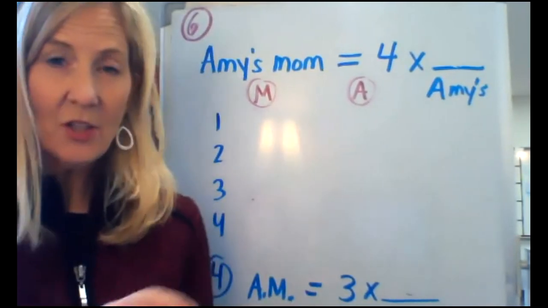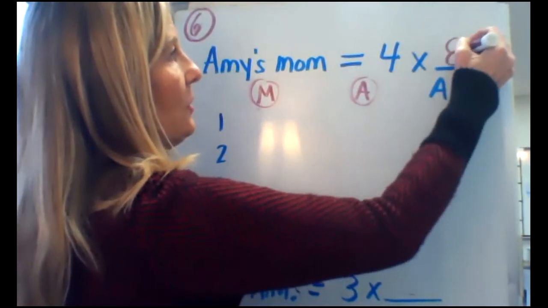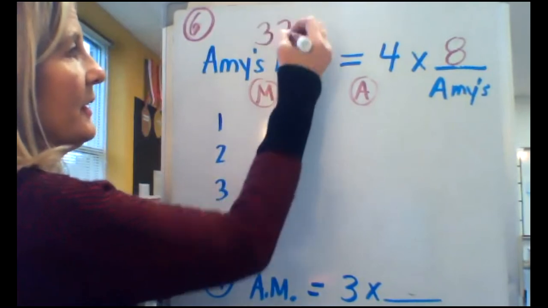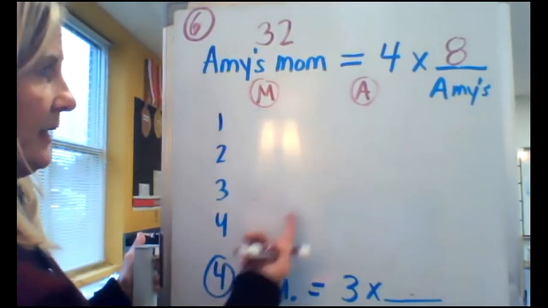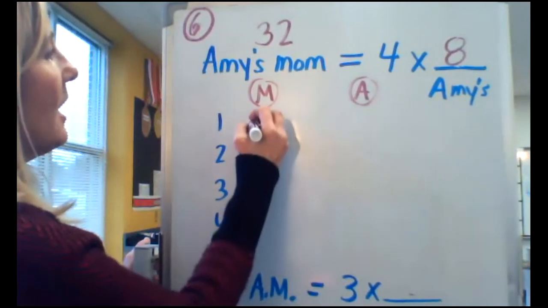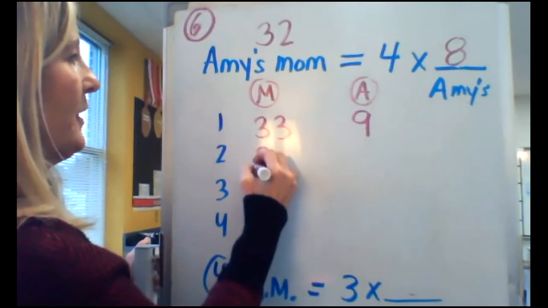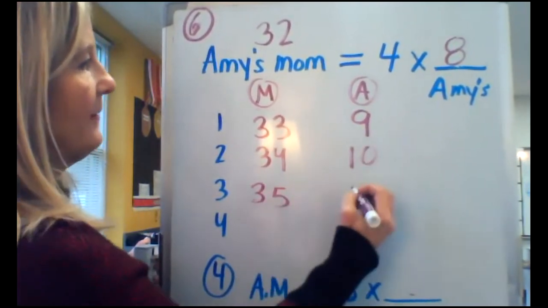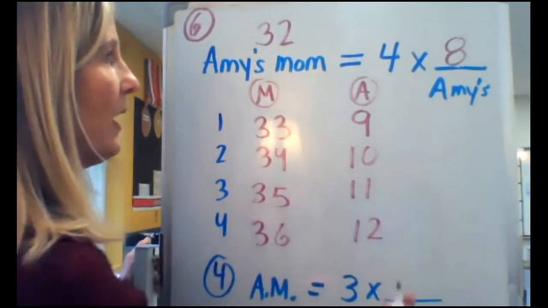Okay, another age that I see students pick, they maybe make Amy older, maybe 8 years old, and that would make the mom 8 times 4 is 32. And then I'm going to go through the same procedure. Let's plug it into the chart we've made. Mom will be 33, Amy will be 9. Mom will be 34, Amy will be 10. Mom will be 35, Amy will be 11. Mom will be 36, Amy will be 12.